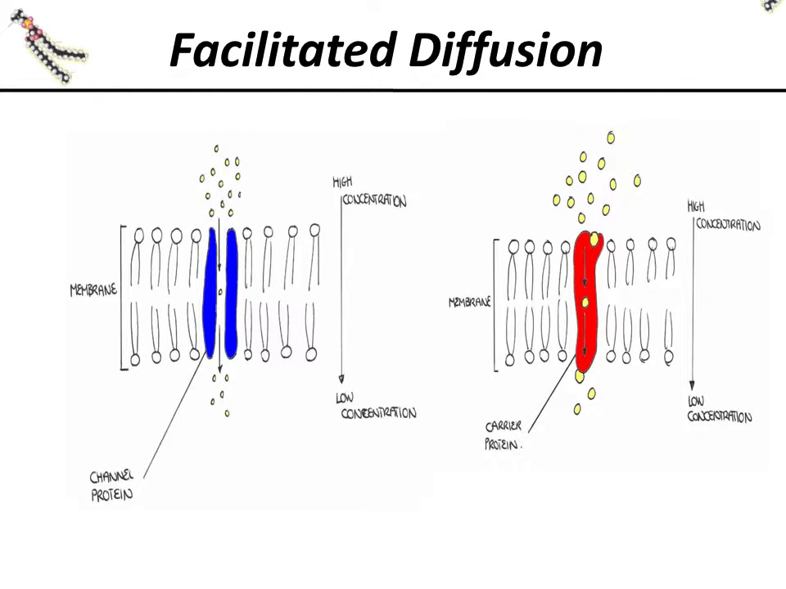Larger or fat insoluble, so polar molecules, cannot undergo simple diffusion. They can't dissolve into the membrane, so they need a little help. Proteins in the membrane, either carrier or channel proteins, facilitate the movement of molecules down their concentration gradient, hence why we call this form of diffusion facilitated diffusion. We are still talking about a passive process, so no metabolic energy is spent in facilitated diffusion.